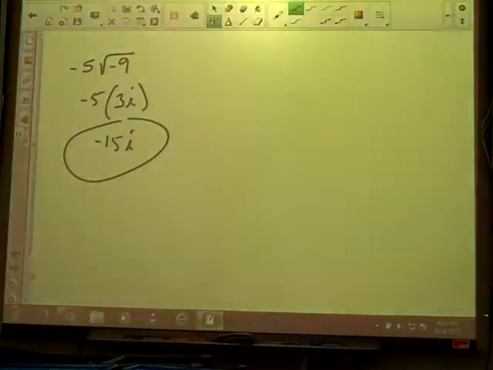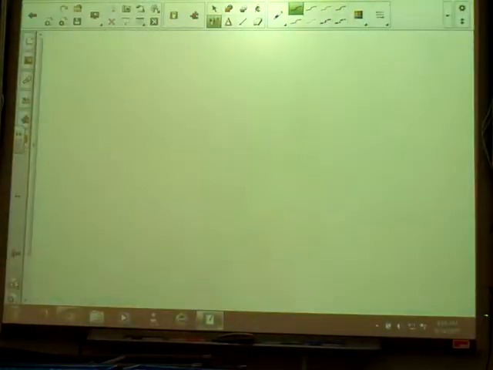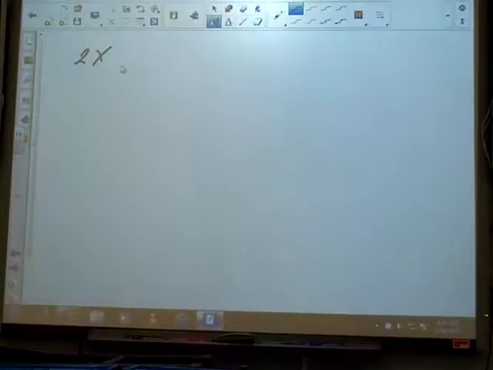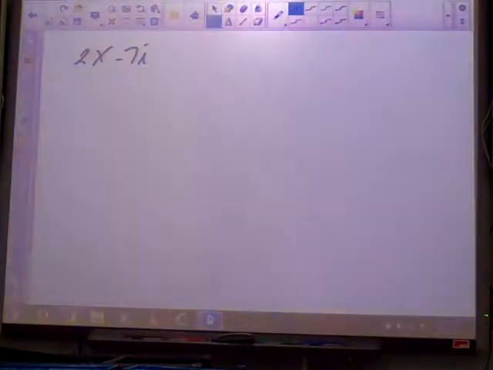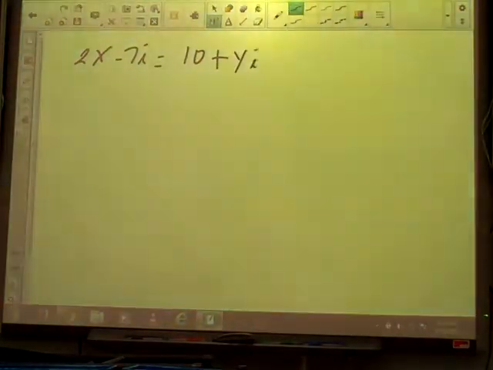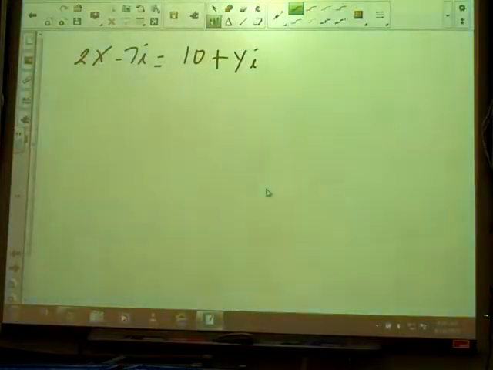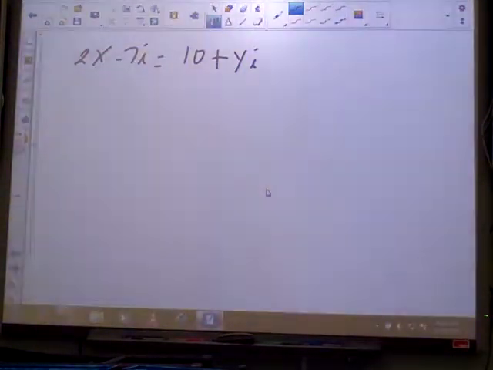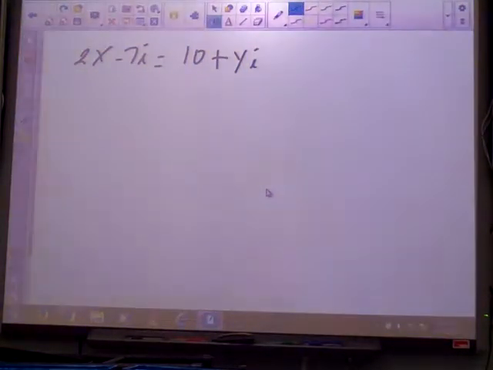Alright, going to the next page. Y'all pay attention. This one is going to look a little different, but it's easy. I've got 2x minus 7i is equal to 10 plus yi. Wait, can you subtract the yi from 7i? No. Darn. You're thinking on the right road to what I'm going to do though. So you're going to move the y over? Okay, whoa. Slow down.